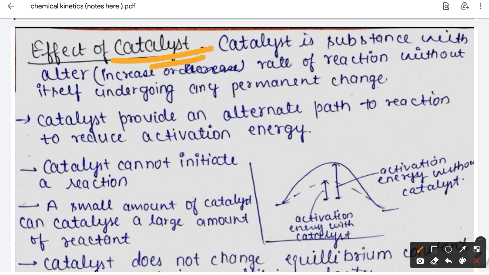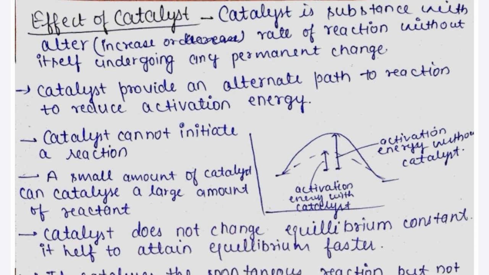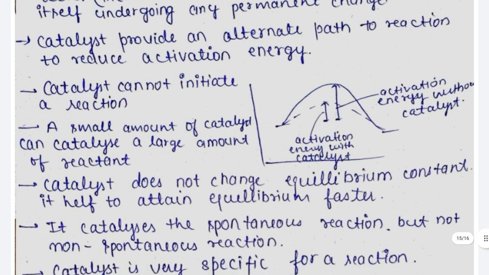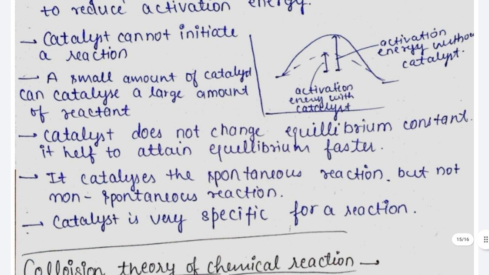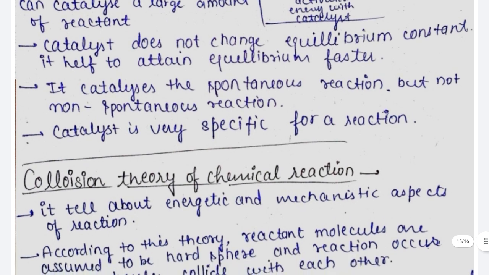Effect of catalyst. Catalyst is a substance which alters, increases or decreases the rate of reaction without itself undergoing any permanent change. Catalyst provides an alternate path to the reaction to reduce activation energy. Catalyst cannot initiate a reaction. Catalyst does not change the equilibrium constant. It helps to attain the equilibrium faster. Catalyst is very specific for a reaction.